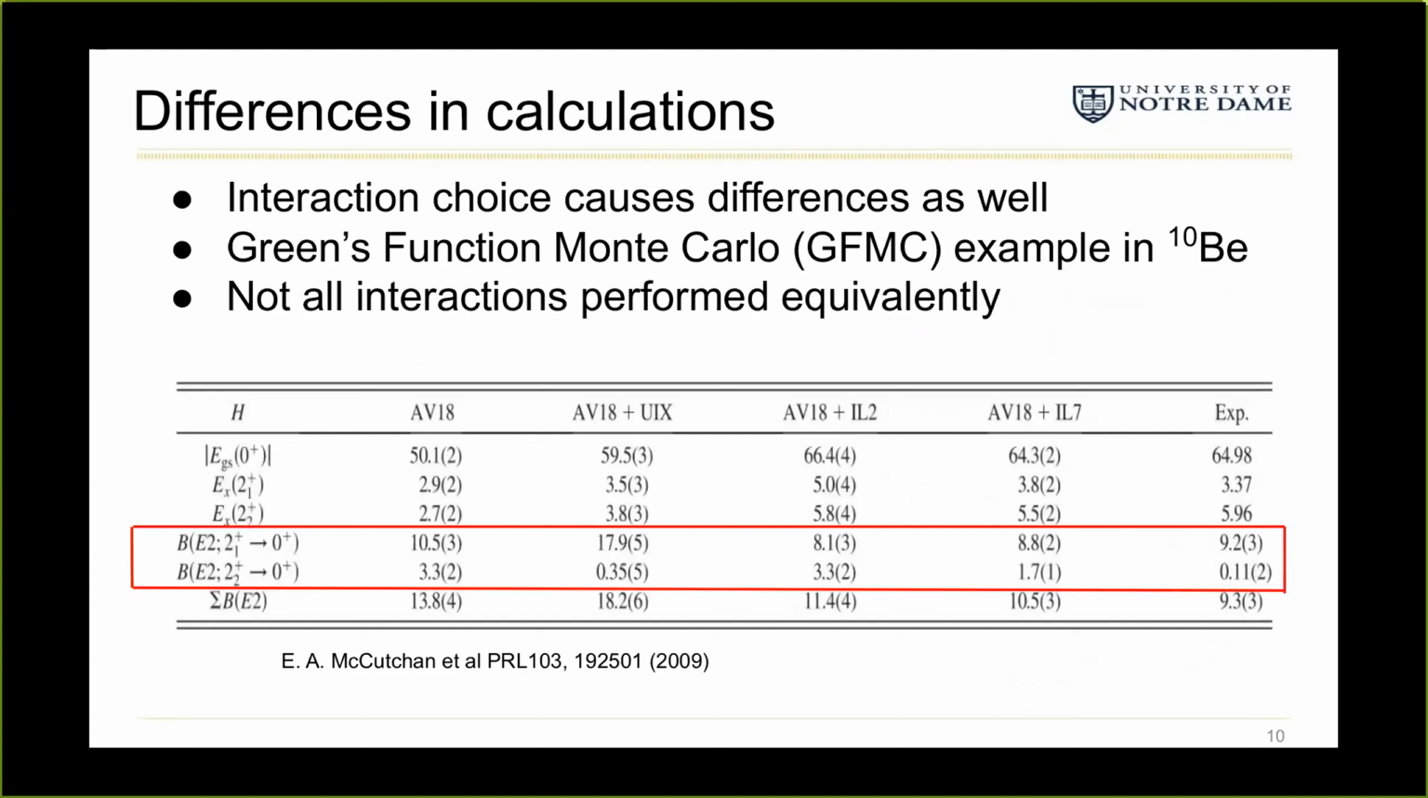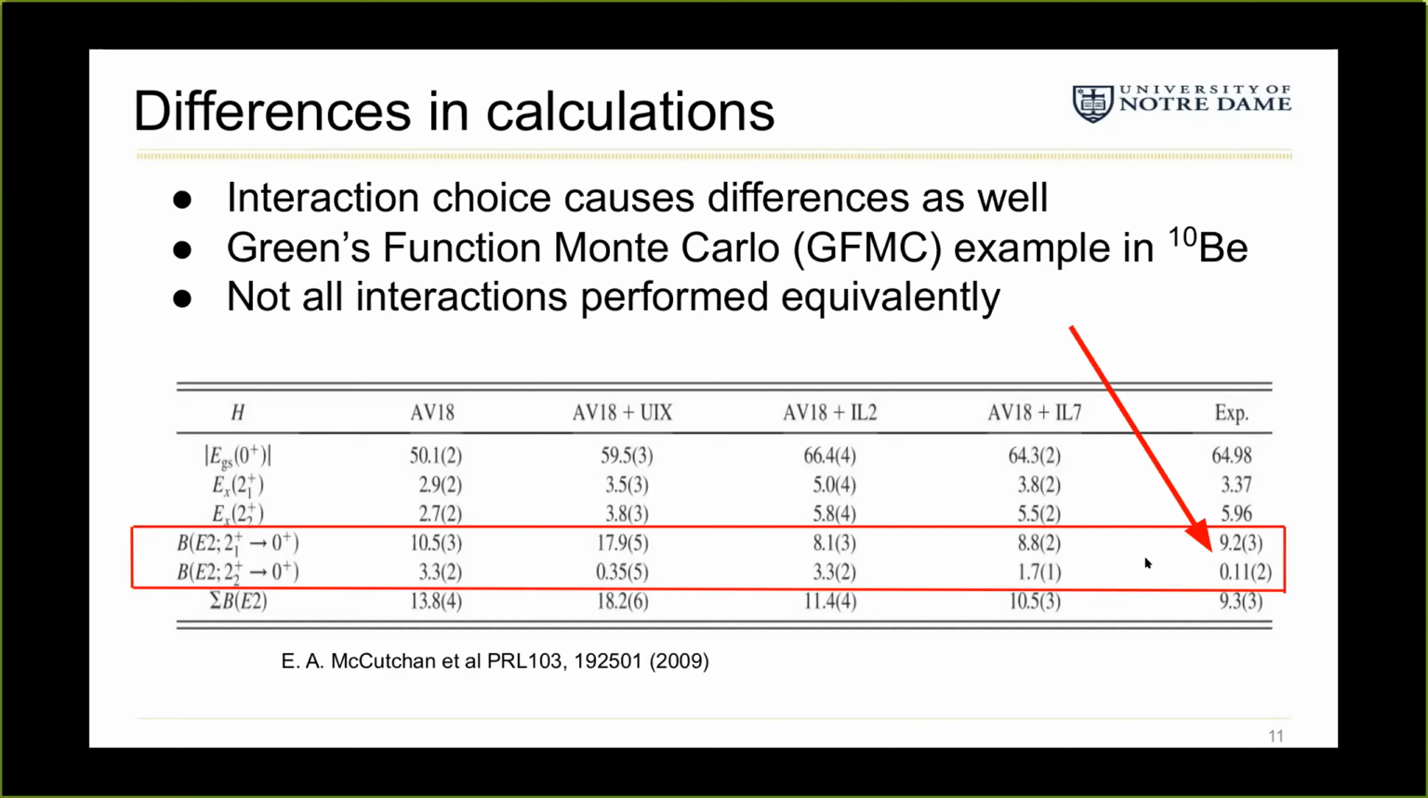Additionally, the choice of interaction can cause differences as well. So I have here calculations performed using Green's function Monte Carlo in Beryllium 10. And each column shows a different interaction used. And for these BE2 calculations, you can see changes up to a factor of 10 depending on the choice of interaction. Now, as an experimentalist, the way that I can get a grasp on how these calculations are doing is to compare them to an experiment.